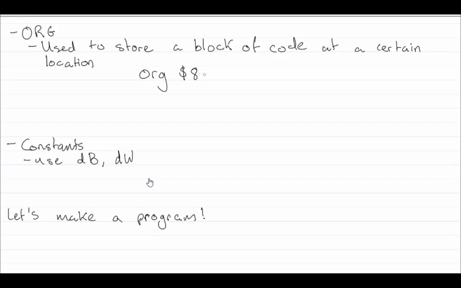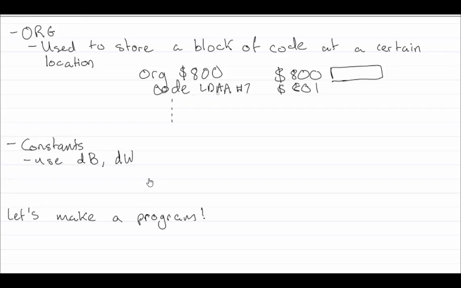So you go org and then your $ sign to show that's a memory location, 800. Now, any code that you write after this, you will be able to store at memory location 800 to start, and then you keep on going here. So then 801 will store the next line. Say your first line was load AA number 7. Your next line will be, say, load AA number 8. That will store that instruction into here, and it will just keep on going.